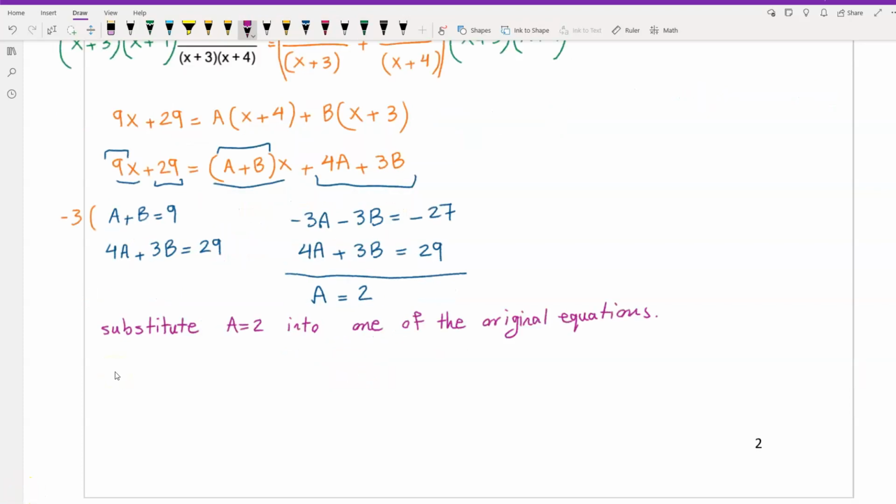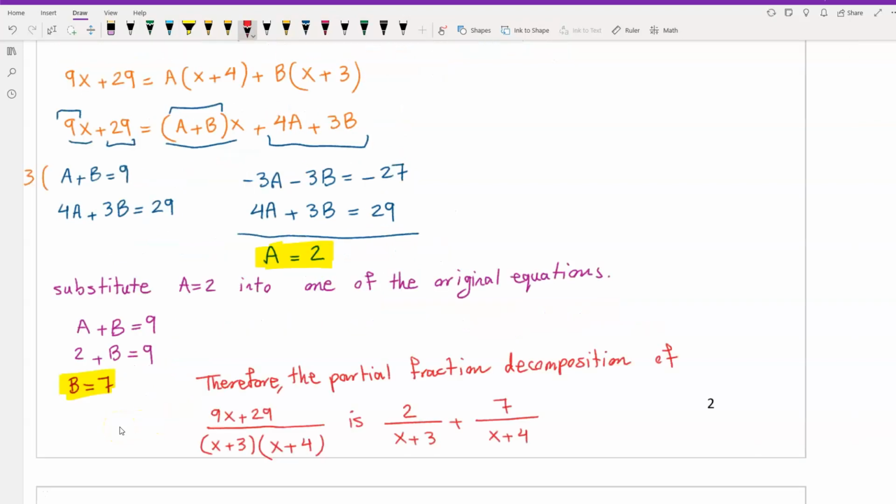Next step, substitute A equal to 2 into one of the original equations, either A plus B equal to 9 or 4A plus 3B equal to 29. I'm going to use A plus B equal to 9. Here A is 2, plus B equal to 9, so B is equal to 7. So A is 2, B is 7. Therefore, the partial fraction decomposition of 9x plus 29 over (x plus 3) times (x plus 4) is 2 over x plus 3 plus 7 over x plus 4.